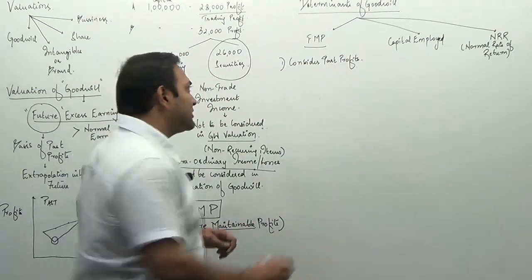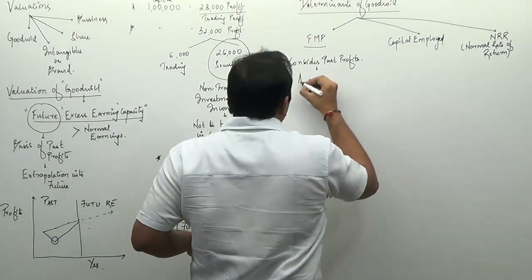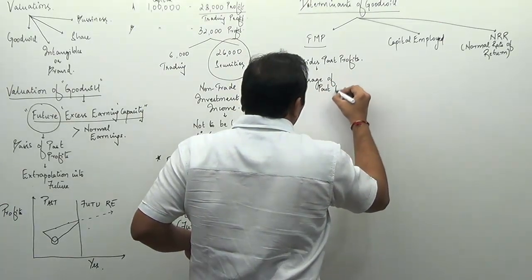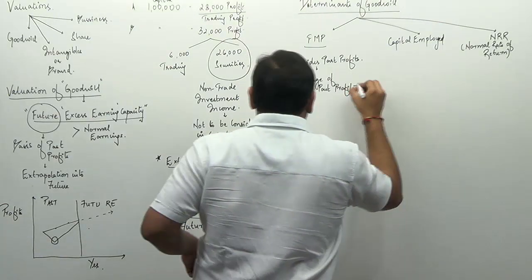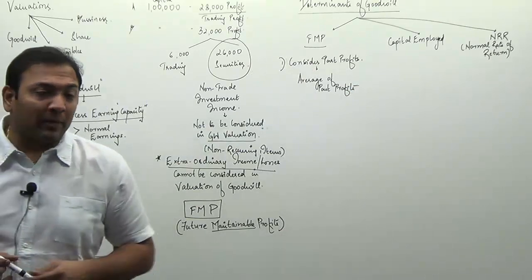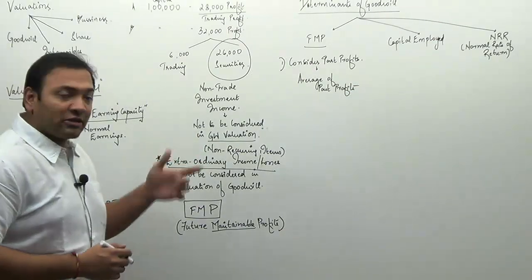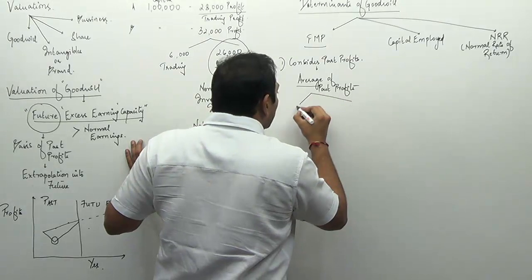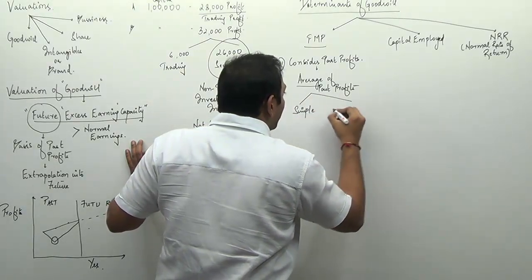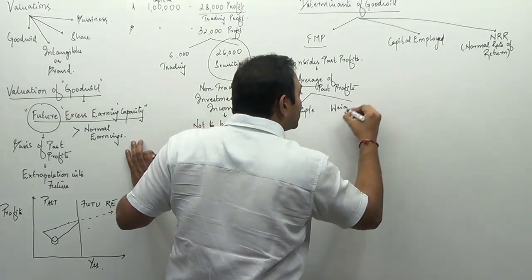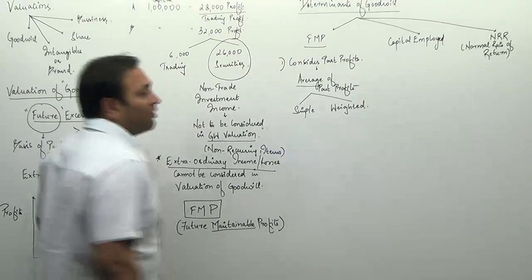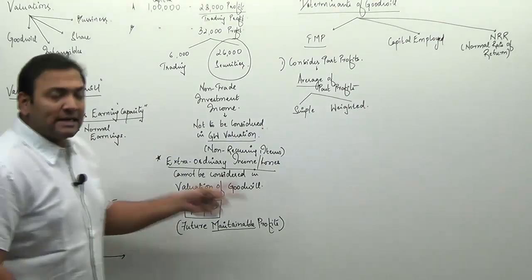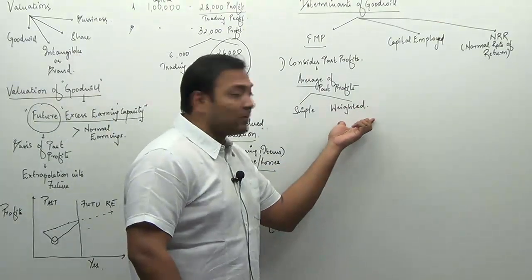How do we consider the past profits? We take an average of the past profits. Now, whenever I'm talking about an average of past profits, I can split it into two parts. One is called a simple average. The other one is called a weighted average. Simple average is the simple arithmetic mean: add all the profits and divide by the number of years. But for weighted average profits, I need to multiply the profits with the weights.